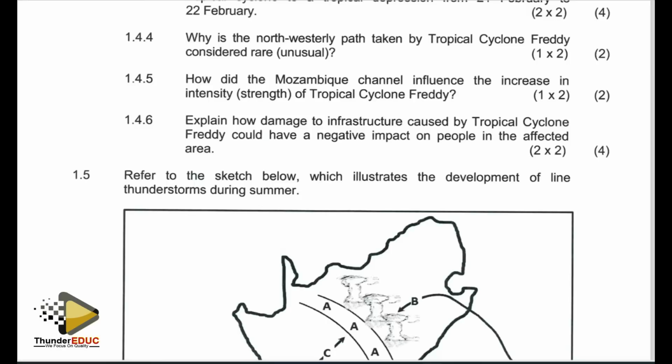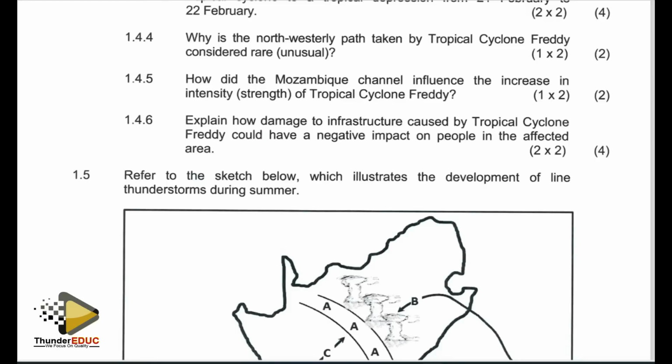Then you can also talk of the damage to houses. Tropical Cyclone Freddy caused damage to houses. How does it impact on the people? It results in homelessness. If people's homes have been destroyed, then it's a problem to the people, them becoming homeless. And damage to buildings, we can talk of damage to productive buildings like the factories and the industries.